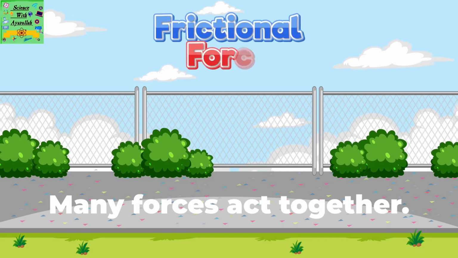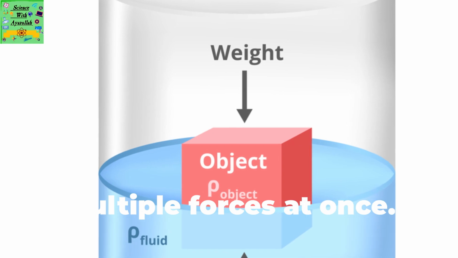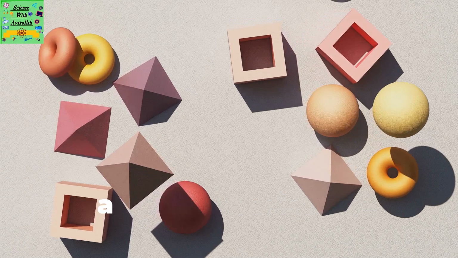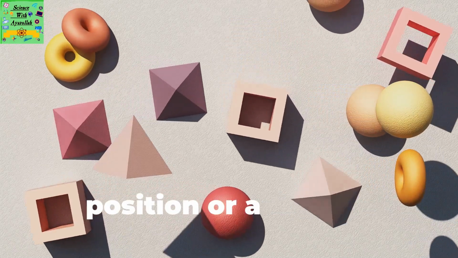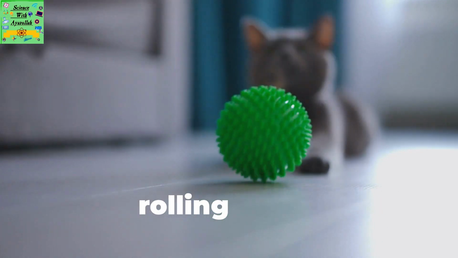Many forces act together. All objects are affected by several different forces or multiple forces at once. The force that is the strongest will cause the change of an object. The change might be a change of shape, a change of position, or a change in the speed an object is traveling. Look at this example of Sophia rolling a ball.